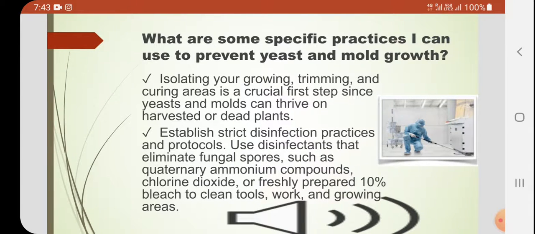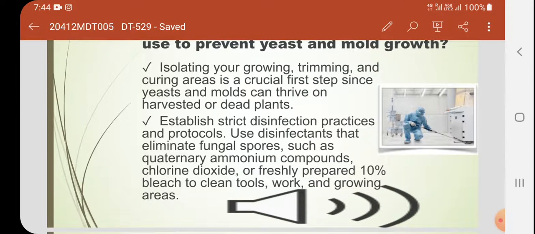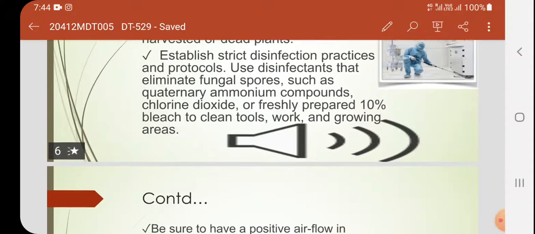What are some specific practices I can use to prevent yeast and mold growth? First one is isolating your growing, trimming and curing areas, a crucial first step since yeast and mold can thrive on the harvested or dead plants. Second, establish strict disinfection practices and protocols. Use disinfectants that eliminate fungal spores, such as quaternary ammonium compound, chlorine dioxide, or freshly prepared 10% bleach, to clean tools, workspaces and growing areas.